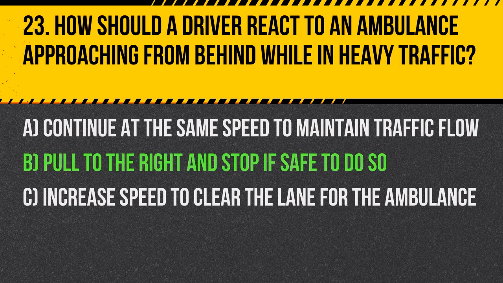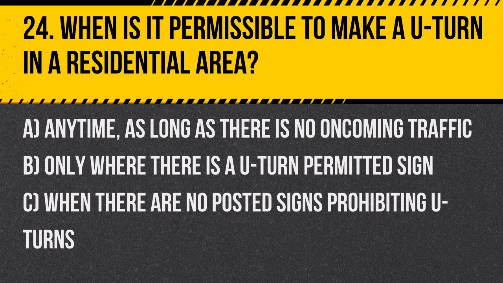Answer: B. Pull to the right and stop if safe to do so. It is essential to make way for emergency vehicles by moving to the right and stopping. Question 24. When is it permissible to make a U-turn in a residential area?